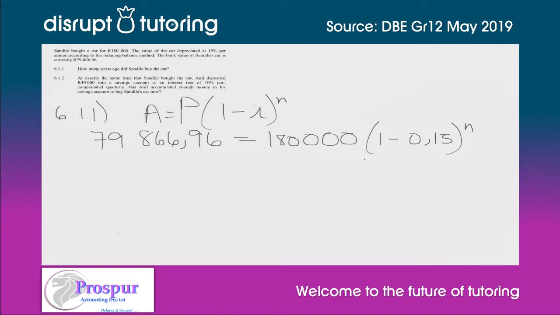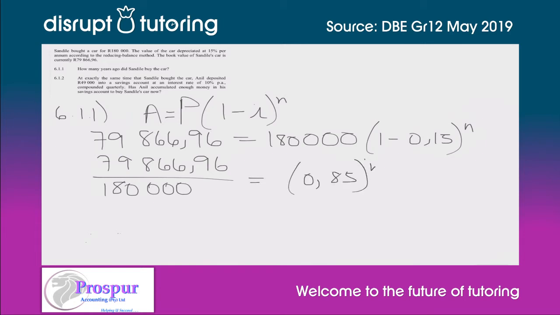Right, to isolate that n, I'm going to get rid of that 180,000 first, and that is going to give me 79,866.96 over 180,000 Rand. So that is going to equal 1 minus 0.15, which is 0.85, to the n.